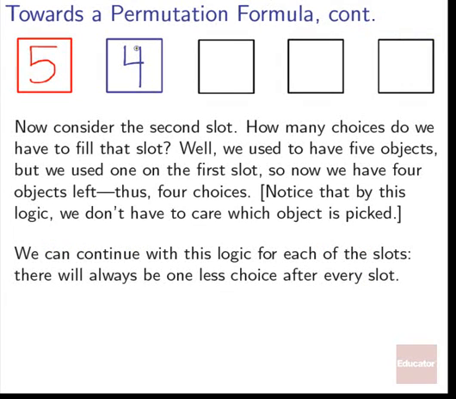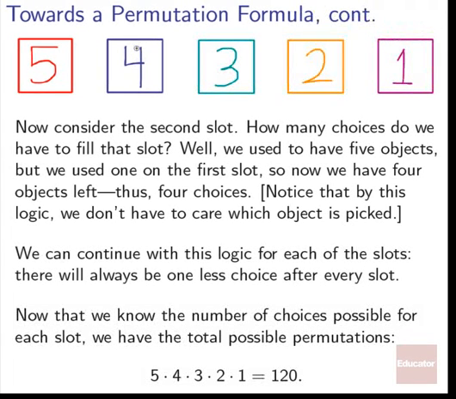This logic is going to work for each of the slots. For every slot we go down, there will be one less choice, right? This is going to be consecutively true. So there'll be 5 for the first slot, and then because we just used one of them, there will be 4 for the second slot, and then because we just used one of them in the second slot, there will be 3 for the third slot, 2 for the fourth slot, and 1 for the fifth and final slot. So we use up one of them on each slot we work through.